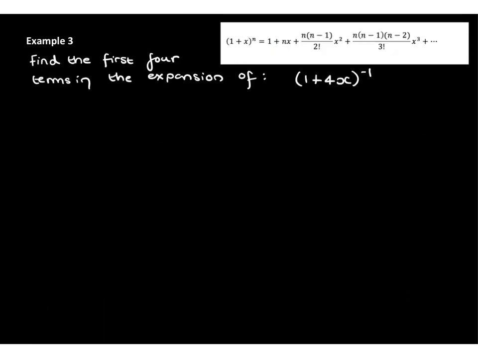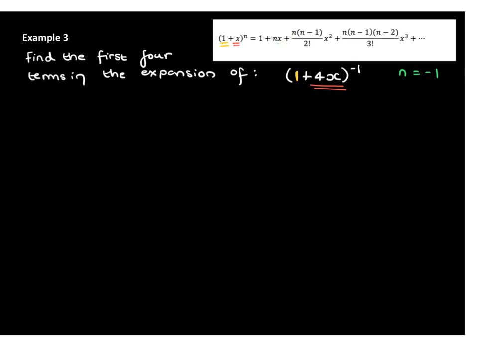So, example 3, we're going to find the first 4 terms in the expansion of 1 plus 4x to the power of -1. So first job, as always, is to identify our value of n, which is equal to -1. Now, let's look at the terms in the expansion. We begin with a 1 as required, so that's absolutely fine. Now, the second part of this, however, contains a 4x. Now, that means everywhere there is an x in this expansion, we've got to replace it very carefully with 4x.